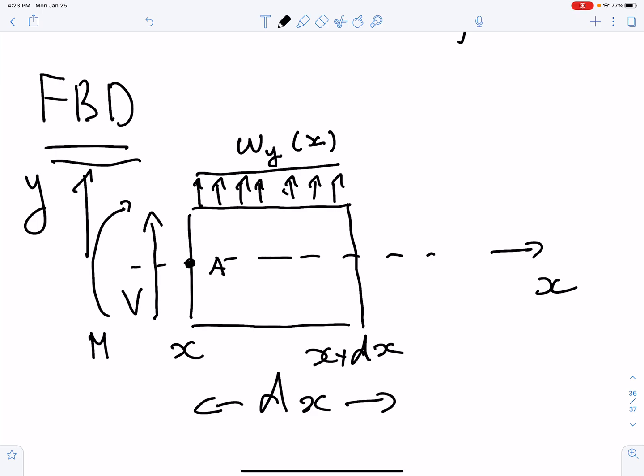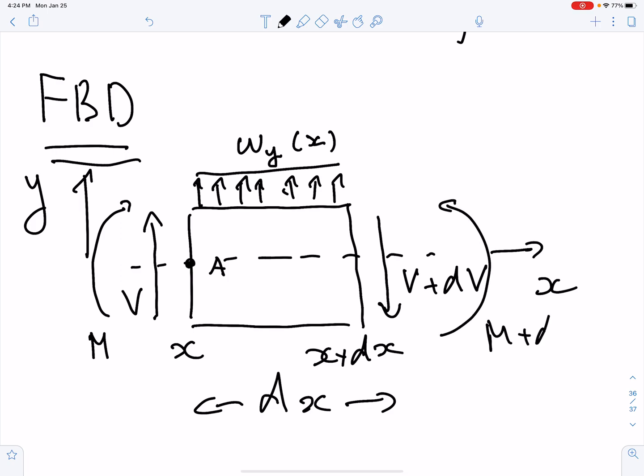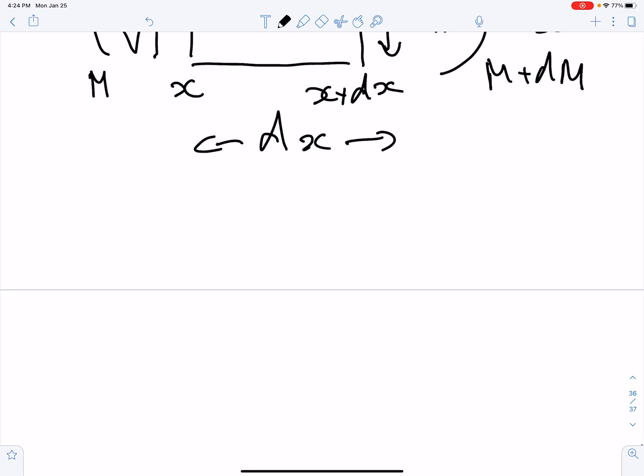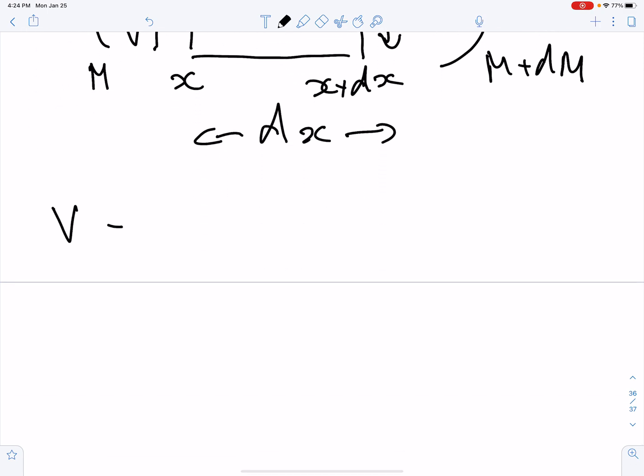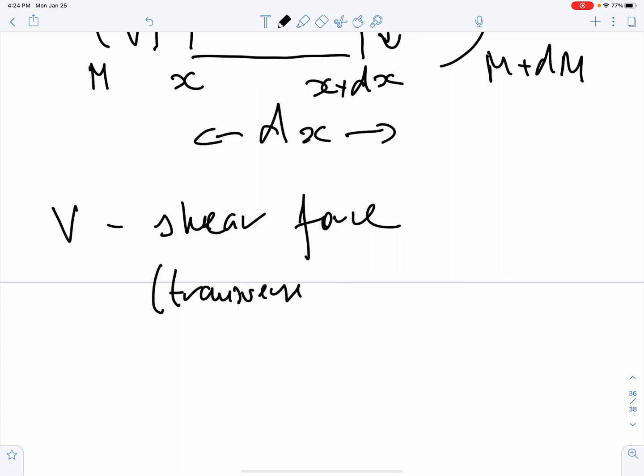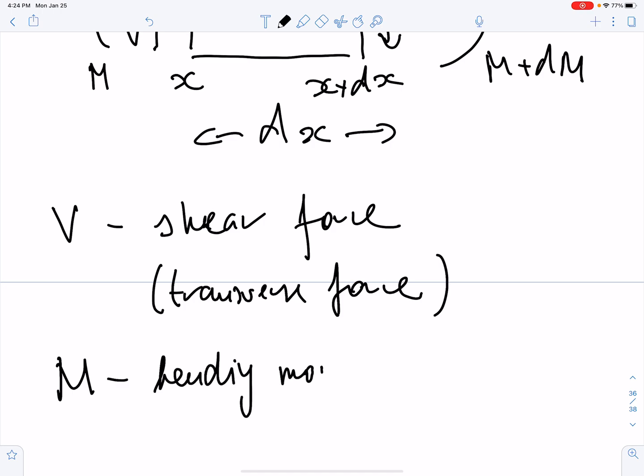On the other side, V plus delta V, in the opposite direction, and the moment M plus dM, like this. So V is shear force, or transverse force, and M is the bending moment.